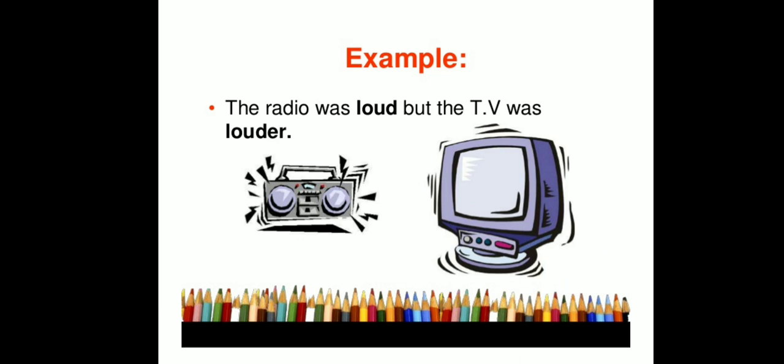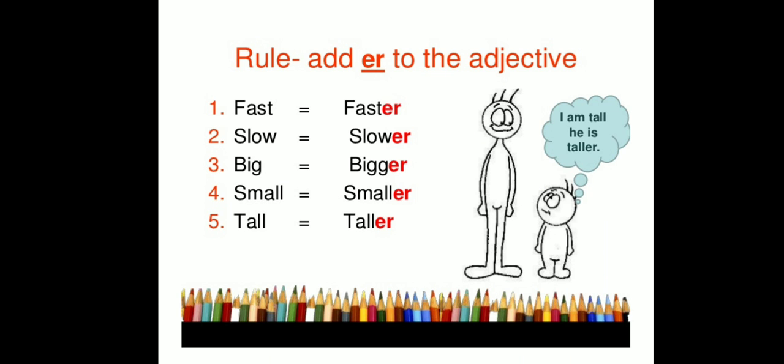Now let us see another example. The radio was loud, but the TV was louder. Here the comparison is made between two things, radio and TV. How was the sound of the radio? Loud. Compared to the TV, okay? Here the TV sound is louder. The radio was loud, but the TV was louder. Here loud, louder. Loud is a positive adjective, whereas louder is a comparative adjective.